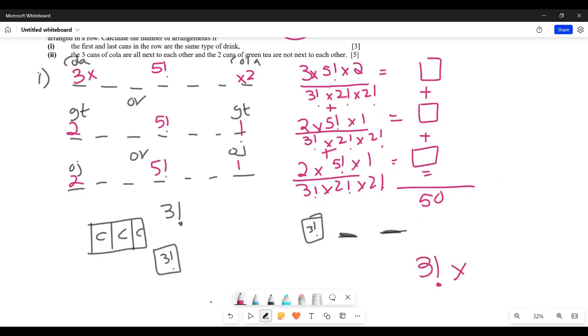Okay. Then green tea can be placed here. Another green tea can be placed here. Another green tea will be placed here. Another green tea will be placed here. So now the 2 green teas are not next to each other. And that's going to be 1, 2, 3, 4. 4 P2. 4 available spots for 2 green teas.